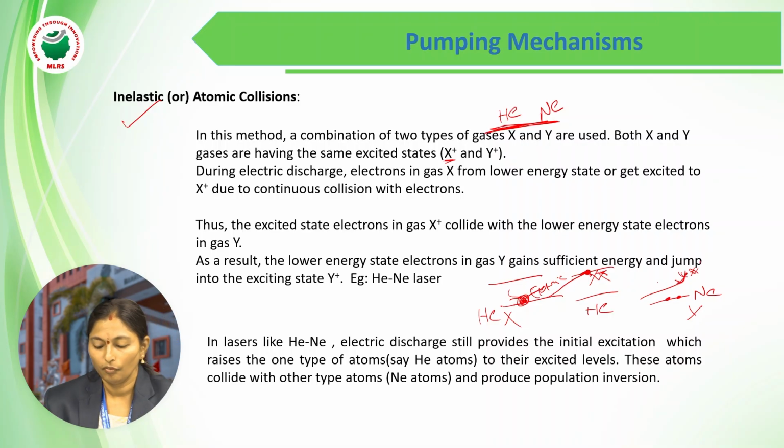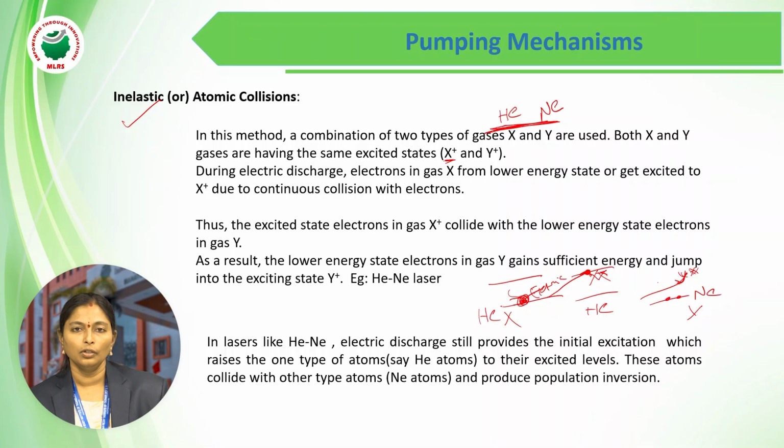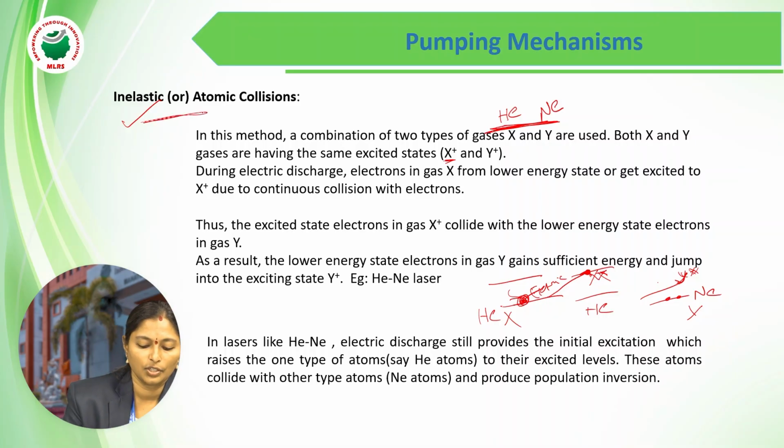Here we need to remember that in order to have this type of inelastic collision, there is one condition: both gas atoms' excited state energies must be similar. The helium excited state energy and the neon excited state energy must be similar, otherwise we couldn't get this inelastic collision. With the help of the inelastic collision, the atoms go to the excited state. This is one atom, X. We need neon also to go to the excited state. So how is it going to happen?